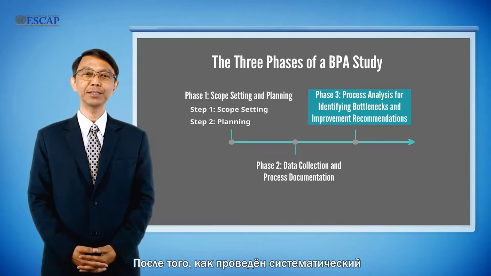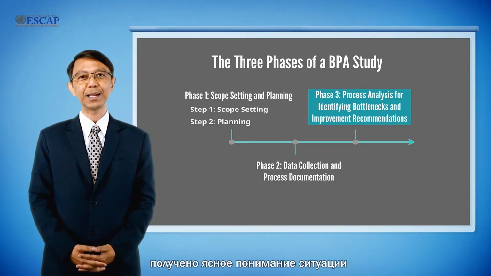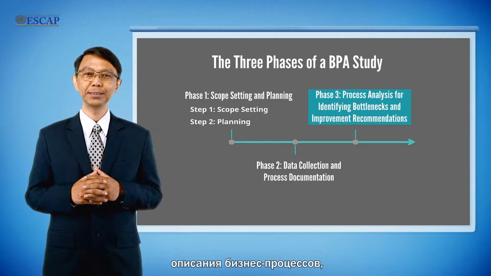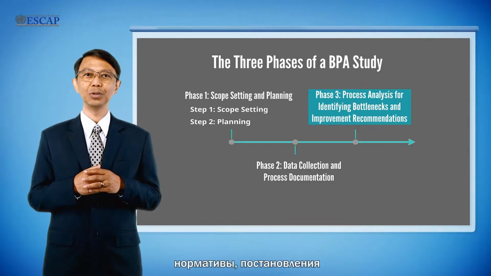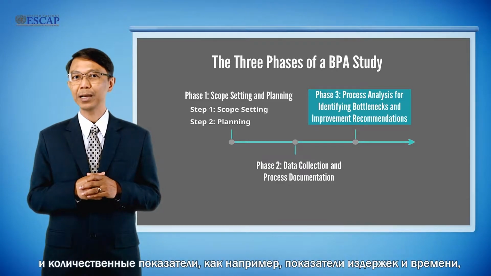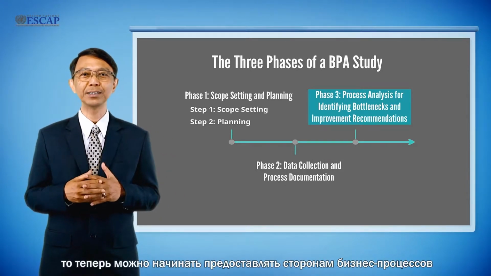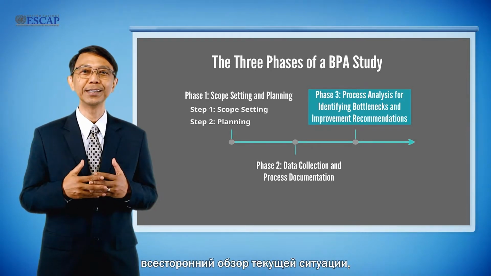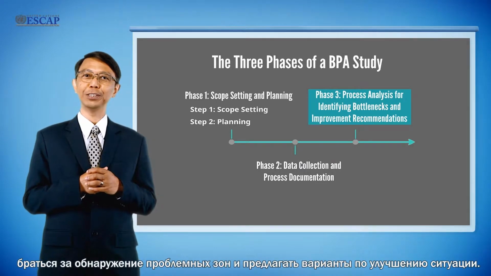After the as-is business processes are captured and systematically documented, with a clear understanding, the use case diagram, activity diagrams, process descriptions, and the list of all documentary requirements, associated laws, rules and regulations, related quantitative indicators like required cost and time, as well as the time procedure chart, can provide the stakeholders with an overall and integrated view of the current situation and facilitate the discovery of problem areas and improvement opportunities.